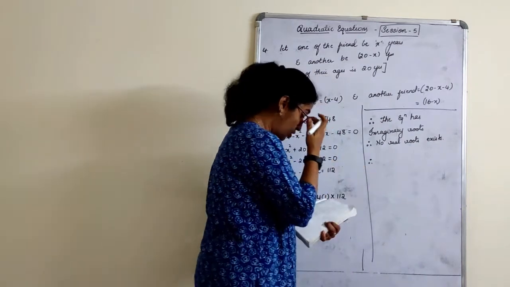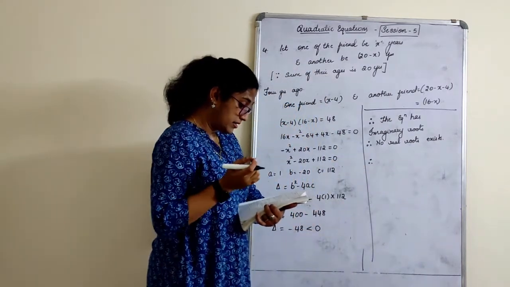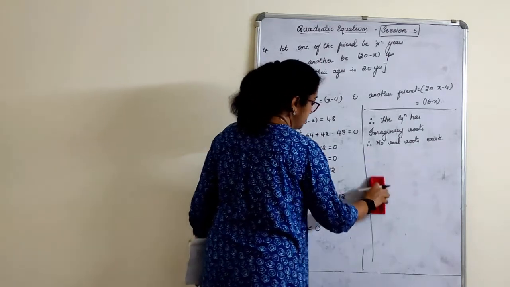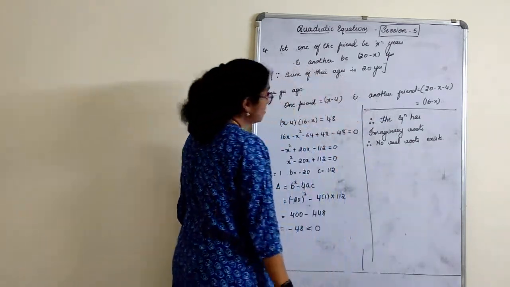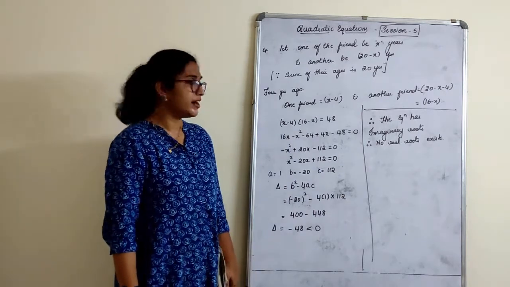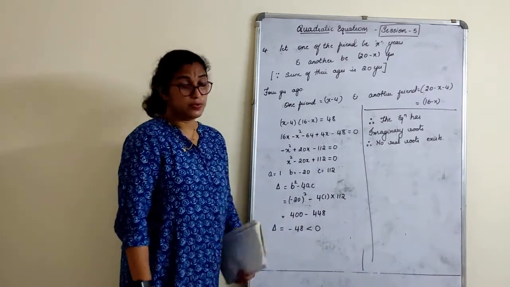Last conclusion, what they have told: determine their present ages. So no real root exists. So we cannot determine their ages because we cannot find the solution. The equation does not exist at all. This is what you have to write in the equation if they are asked like this. Yes? Is this very clear?